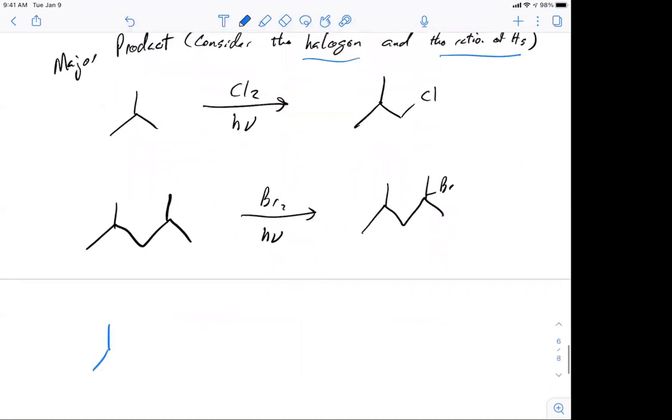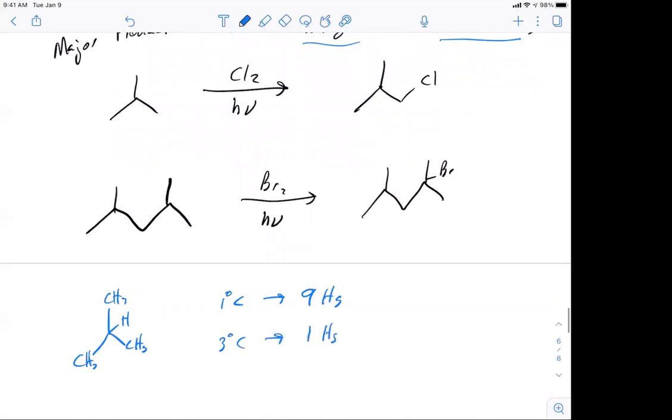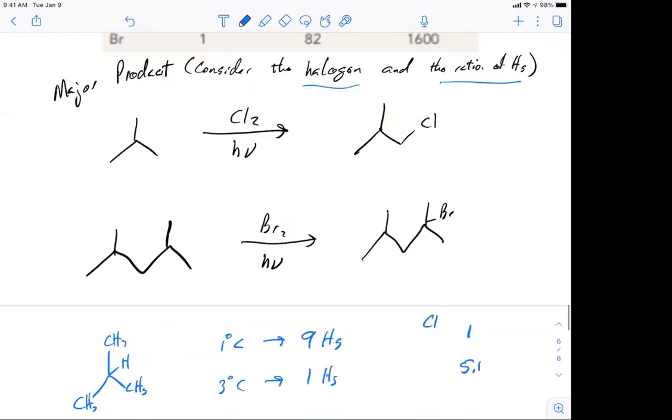So if we look at our first species over here, we've got CH3, CH3, CH3, and 1. If we look at our primary carbons, how many hydrogens do we have? We have 9 hydrogens, right? That's 9 hydrogens that could be substituted. If we look at our tertiary carbon, we only have 1 hydrogen. If we look for chlorine, we have a 1 to 5.1 ratio from our chart.